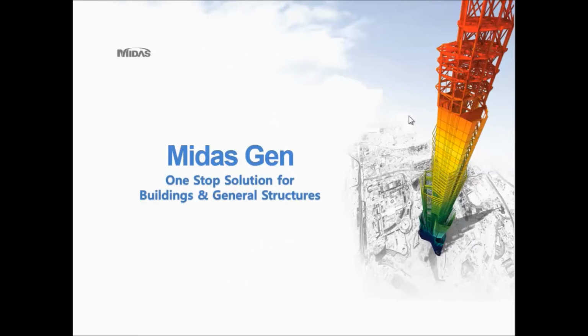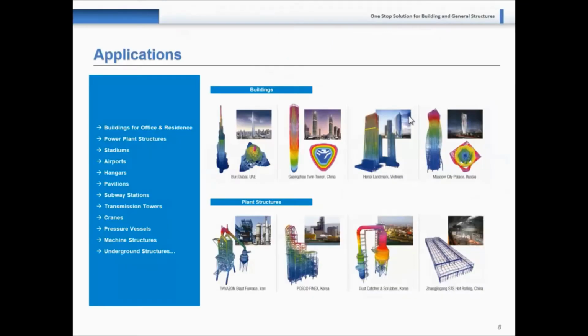Now let's talk about Midas Gen, which is a one-stop solution for buildings and general structures. These are some applications of the Midas Gen program. Under buildings, there are the Burj Khalifa and Gangsa Twin Towers; such high-rise structures can be easily modeled and analyzed in Midas Gen. Other than that, we have plant structures, such as blast furnaces, and dust catchers and scrubbers. Such plant structures can be created, modeled and analyzed.